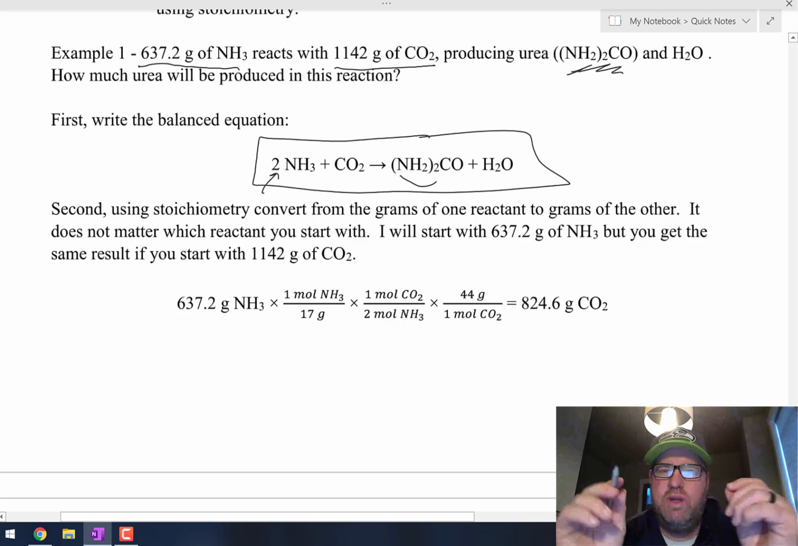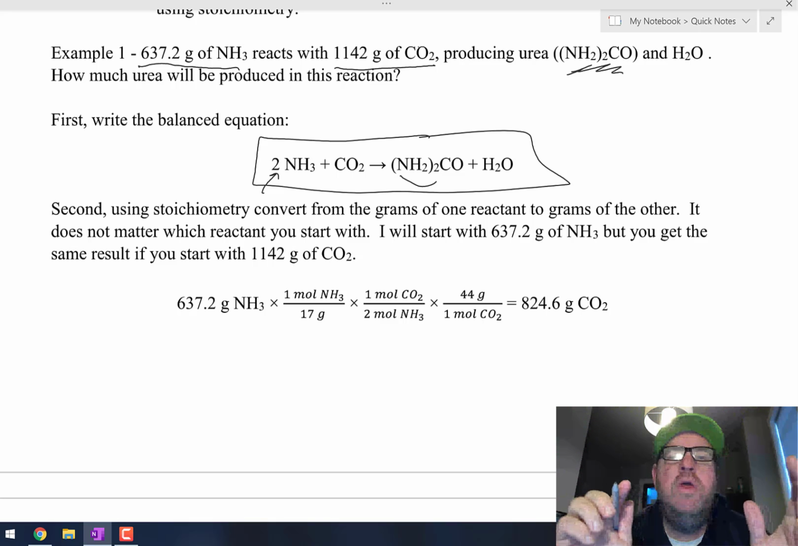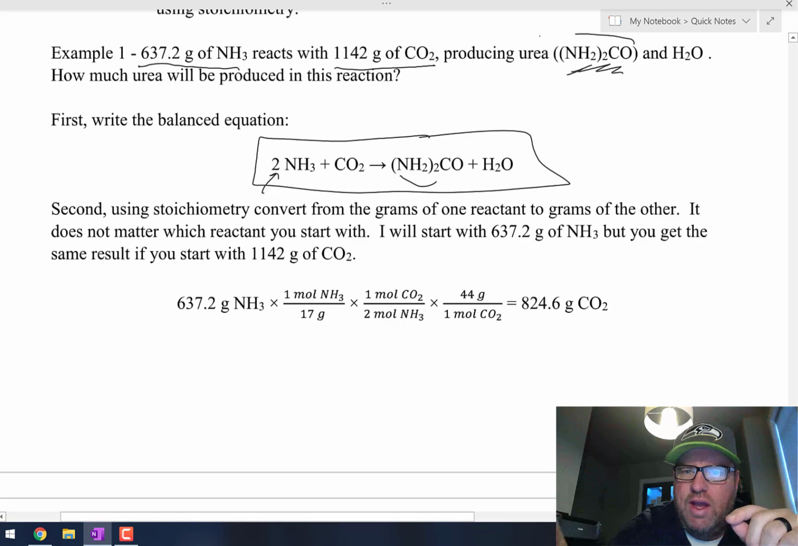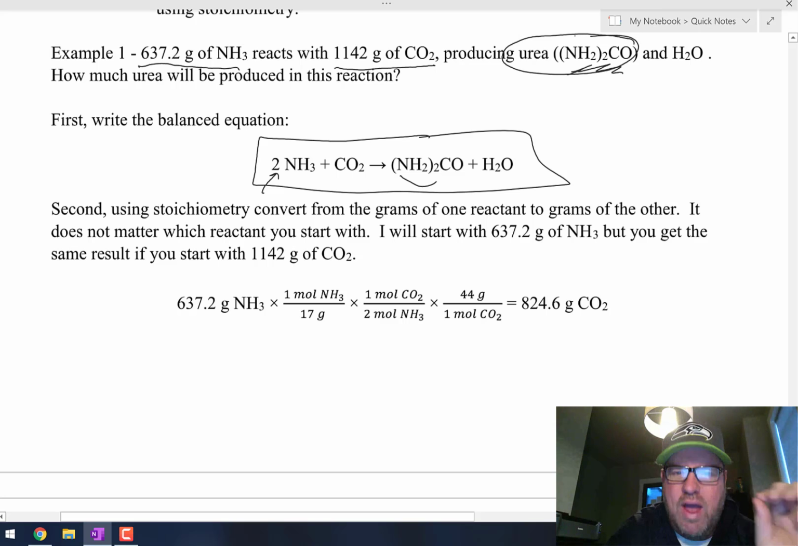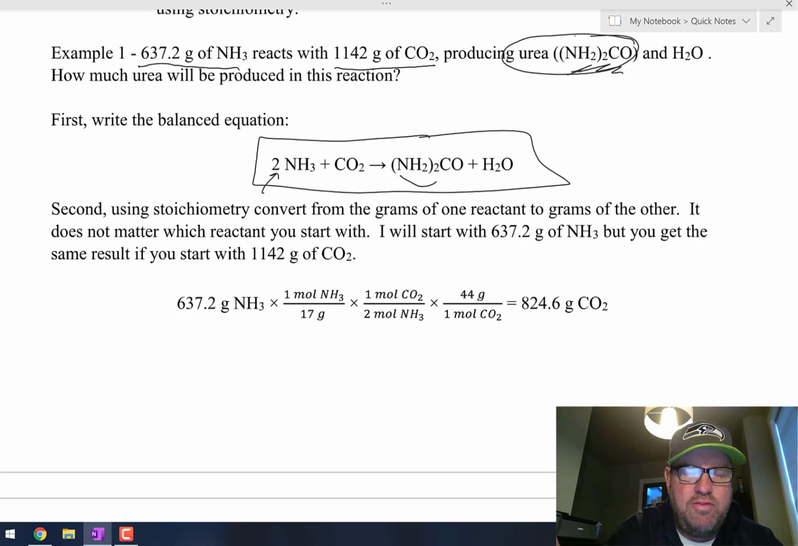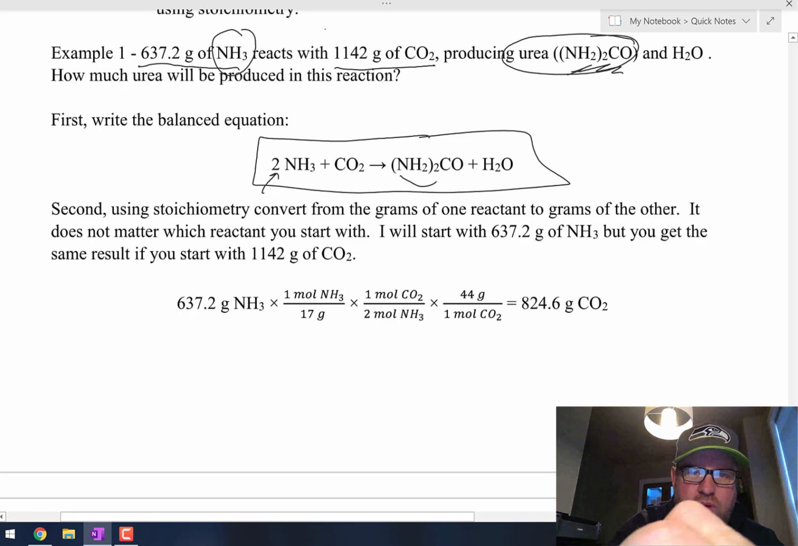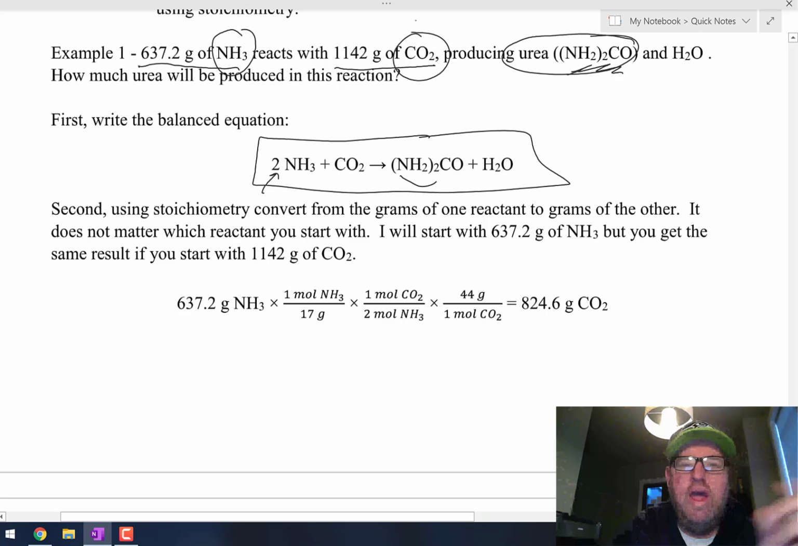So the question comes up, which one do I use to figure out how much urea is going to get made? You have to use the limiting reactant. So the first thing we have to do is figure out which one of those two is going to run out first. Is it the NH3 or is it the CO2? And how do you figure that out?